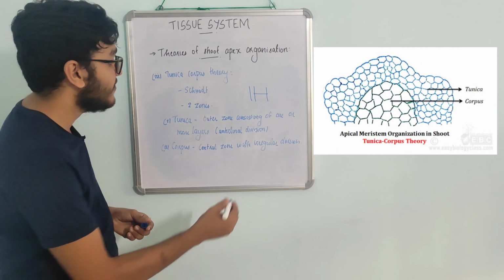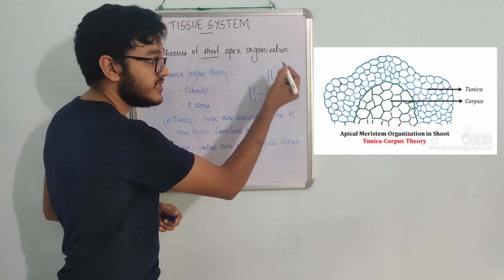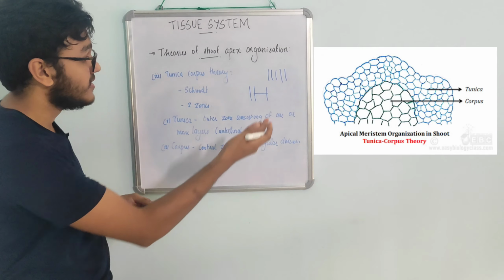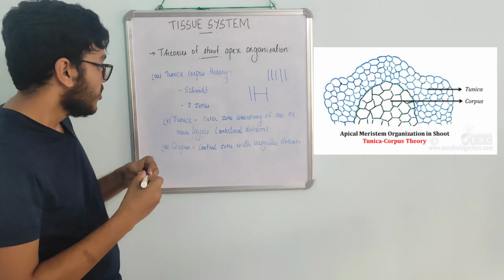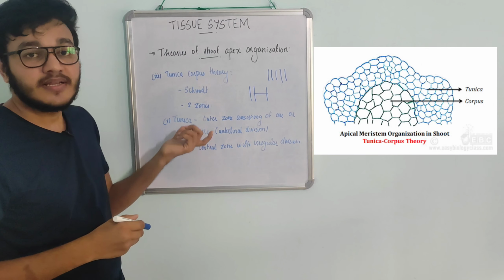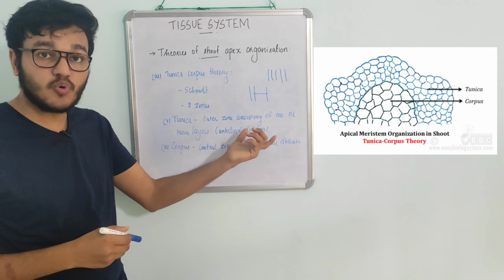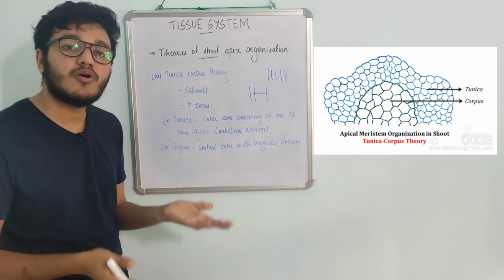Whereas in the case of periclinal division, the cell is like this, and the next cell division is parallel to this. So stacking of cells happens in periclinal division, whereas it does not happen in anticlinal division. So that's the difference. In tunica, the division is anticlinal, and this outermost zone consists of one or more layers and is protective in function.